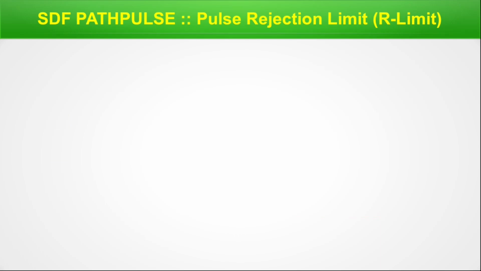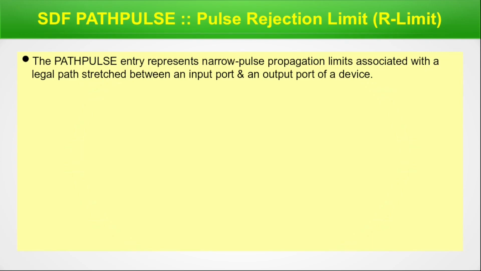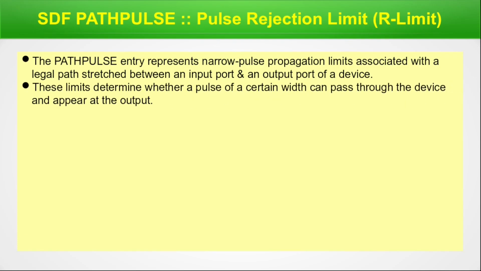SDF path pulse, pulse rejection limit, also called the R-limit. The path pulse entry represents narrow pulse propagation limit associated with a legal path placed between an input port and an output port of a particular device. These limits determine whether a pulse of certain width can pass through the device and appear at the output.